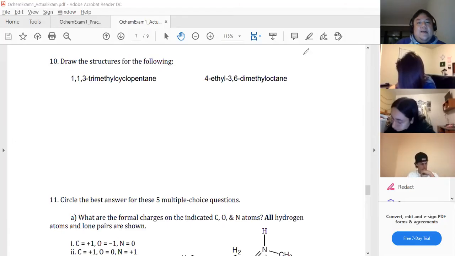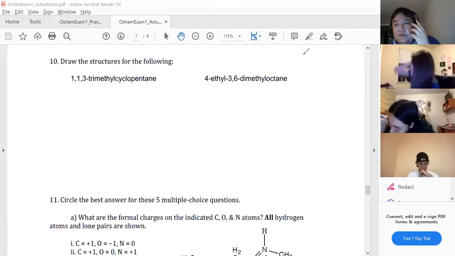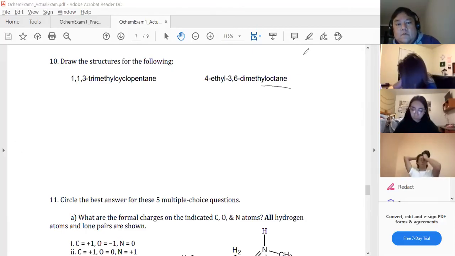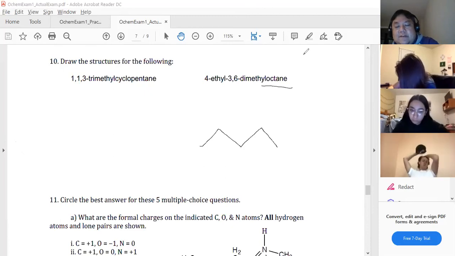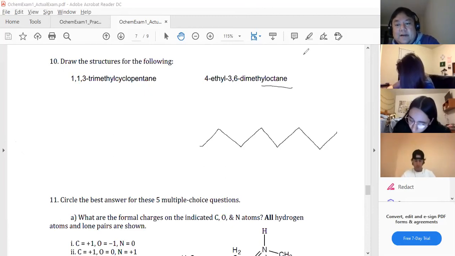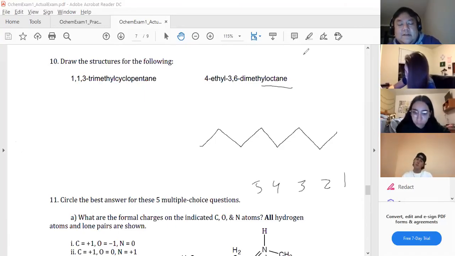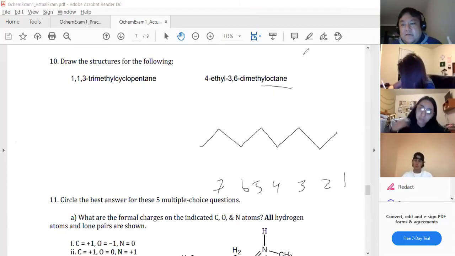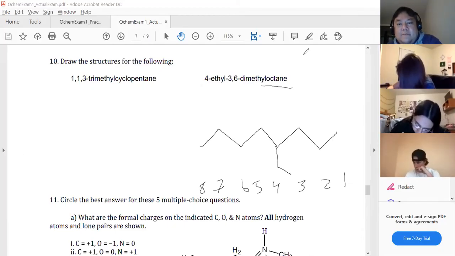4 ethyl 3,6 dimethyl octane. Again, start with your base. 1, 2, 3, 4, 5, 6, 7, 8. I could count this way, going 1, 2, 3, 4, 5, 6, 7, 8. I easily could have counted left to right, but I'm doing right to left because it doesn't matter. At 4, I have an ethyl. 1, 2, 3, 4. At 3, I have a methyl. And at 6, I have a methyl.